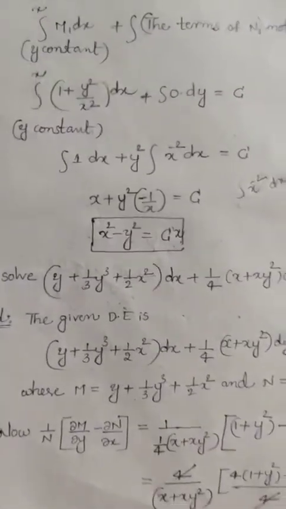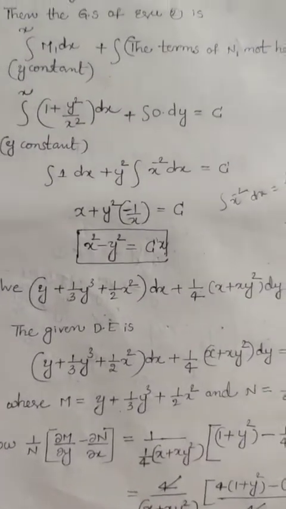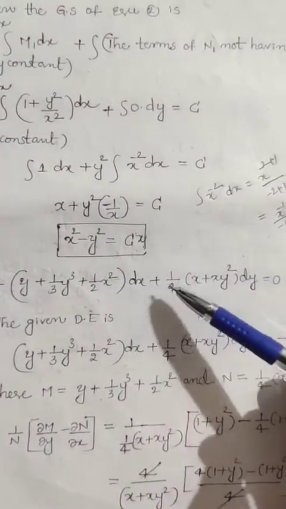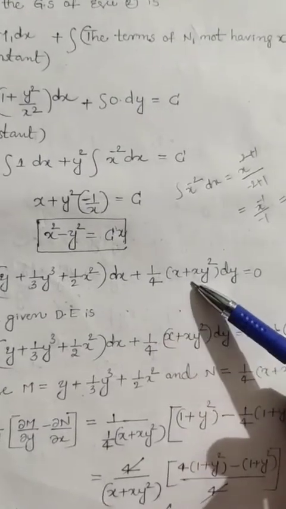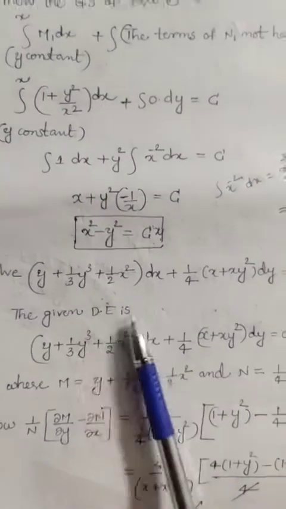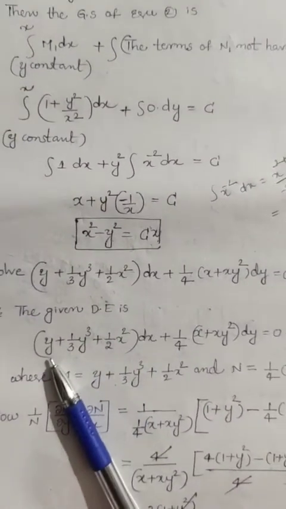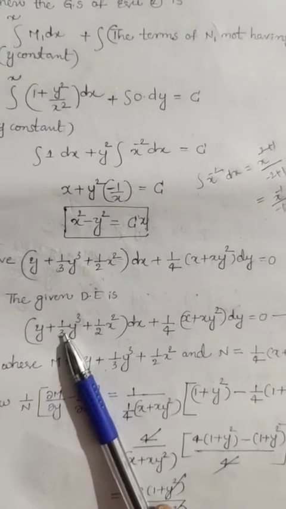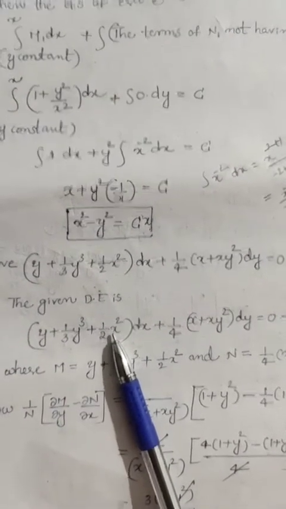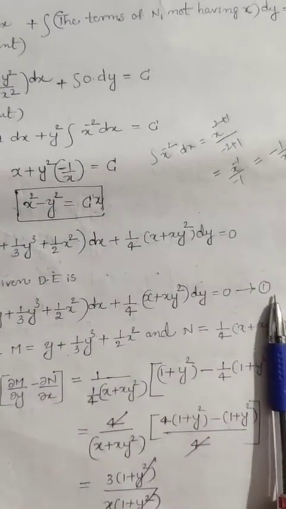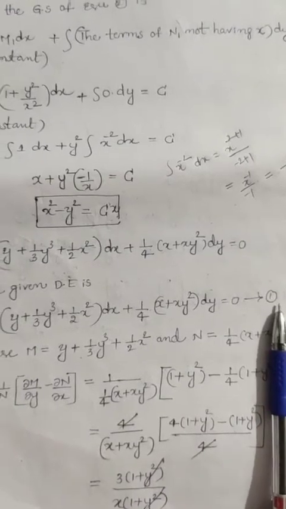Let us see another problem, that is y plus 1 by 3 y cube plus 1 by 2 x square into dx plus 1 by 4 x plus xy square into dy equal to 0. So this is the given problem. So the given differential equation is y plus 1 by 3 y cube plus 1 by 2 x square into dx plus 1 by 4 x plus xy square into dy equal to 0. This is equation number 1.